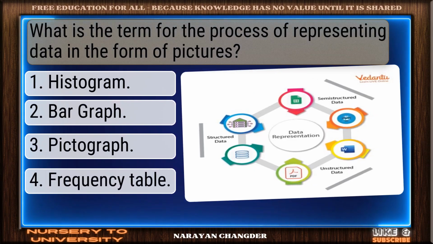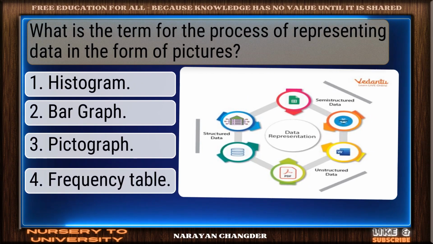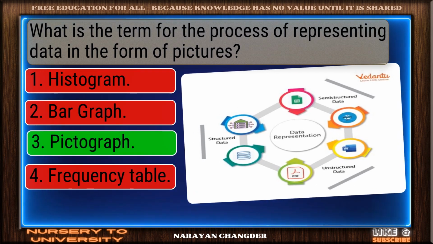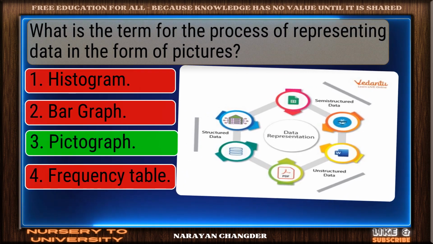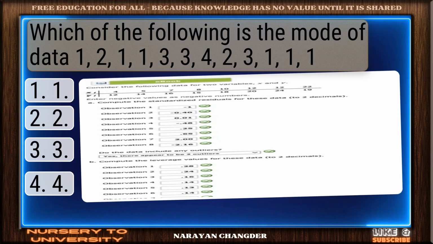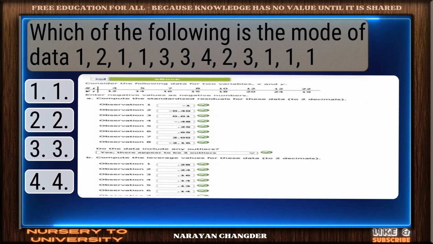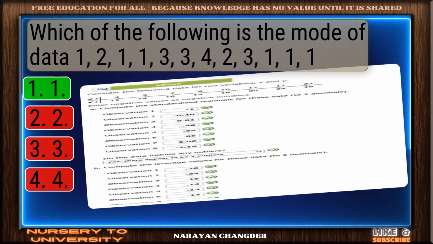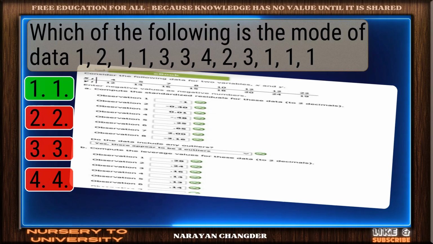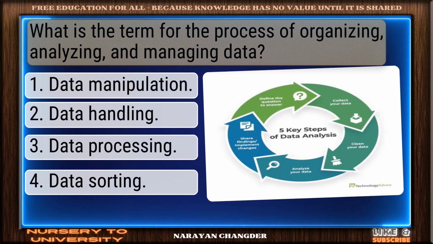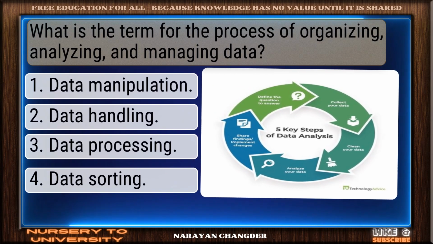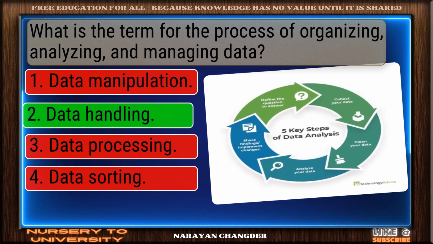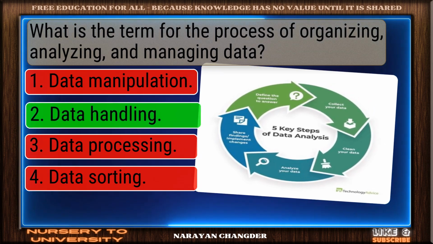What is the term for the process of representing data in the form of pictures? Strong choice. Pictograph is the right answer. Which of the following is the mode of data 1, 2, 1, 1, 3, 3, 4, 2, 3, 1, 1? Excellent choice. 1 is the right answer. What is the term for the process of organizing, analyzing, and managing data? Nicely done. Data handling is a solid answer.